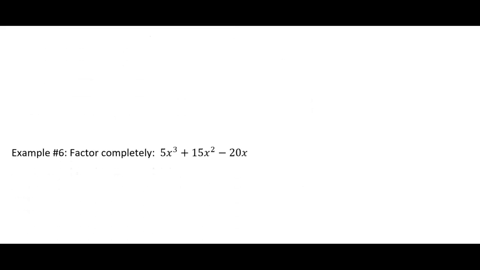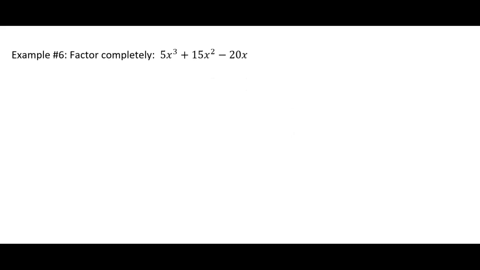So we'll have an example. So example 6, it says factor completely. So I'm looking at the three terms, the 5x cubed, the 15x squared, and the minus 20x. They all can be divided by 5, and they all can be divided by x. And so the GCF here is 5x. So we're going to factor out the 5x, and then we're going to have left x squared, because we took an x out and we took the 5 out, plus 3x.